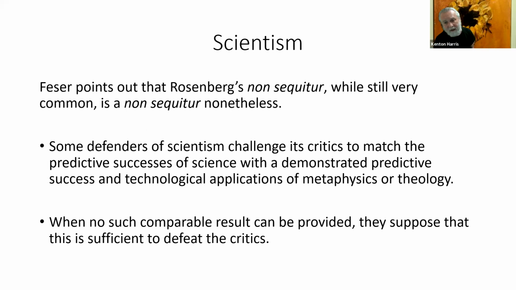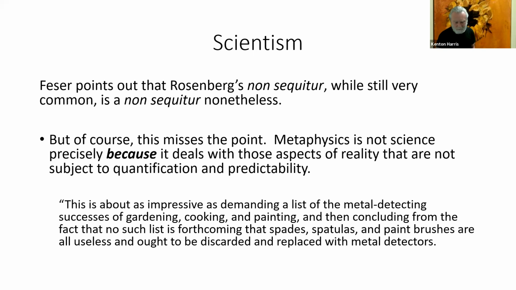Some defenders of scientism challenge its critics to match the predictive successes of science with a demonstrated predictive success and technological applications of metaphysics or theology. You say, well, if you think that metaphysics is a worthwhile rational discipline, or theology is a worthwhile rational discipline, can you show us the technological applications of those theories? Can you show us the predictive success, how you can use metaphysics to predict future occurrences and that sort of stuff? When no such comparable results can be provided, they suppose that this is sufficient to defeat the critics. Aha, you see, science is doing useful stuff, metaphysics and theology are not. Oops.